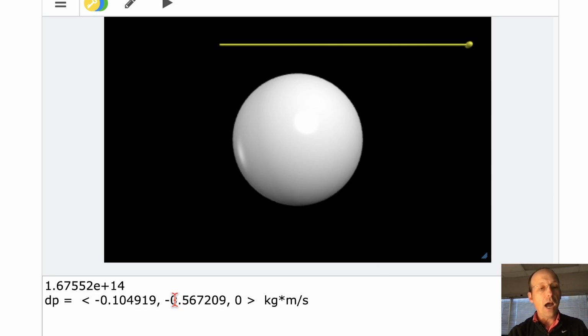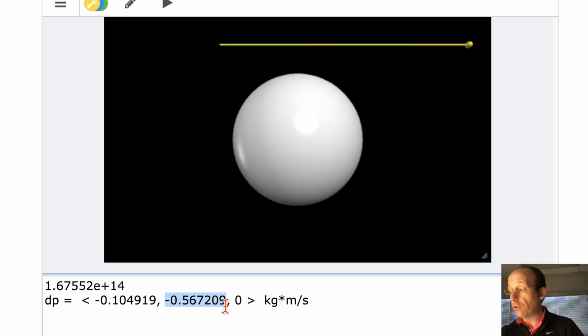Okay, so I have a change in momentum of 0.56. Now, if you look at what I did before, I got negative 0.12. And that's different, but it's not that different, right? It's still less than 1 kilogram meter per second, and that's the important thing. It's the same order of magnitude. It's a great way to get a rough order of magnitude estimation.